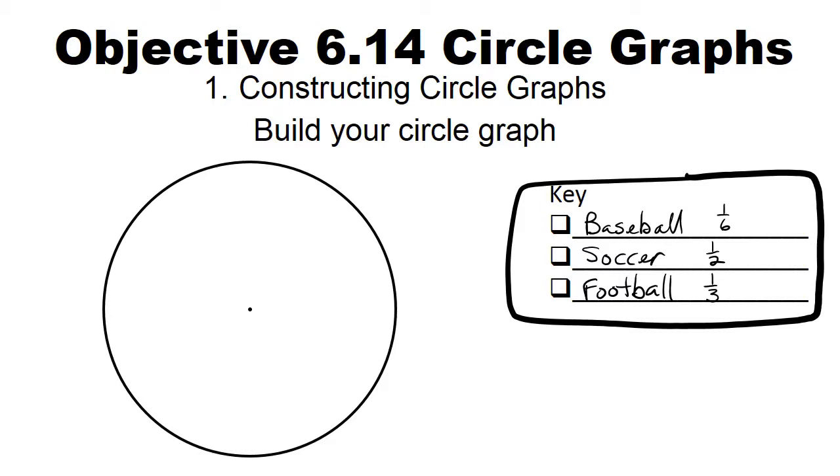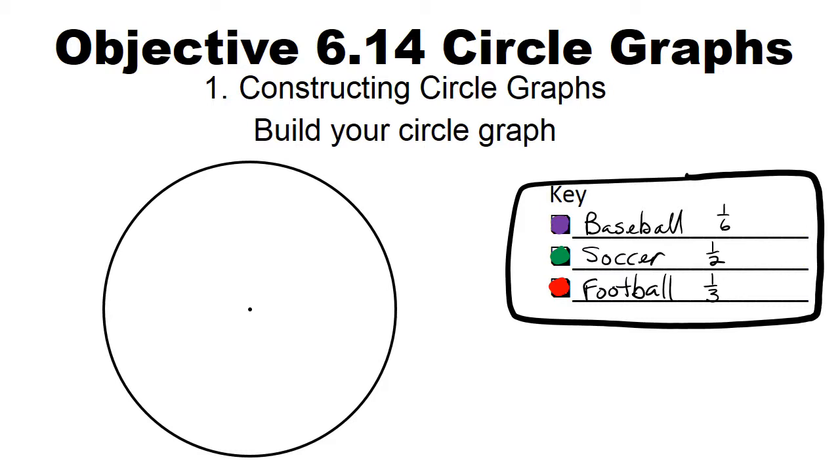And we're going to give these 3 different colors here. So baseball is going to be purple, soccer we're going to give it green, and football we're going to give it red.